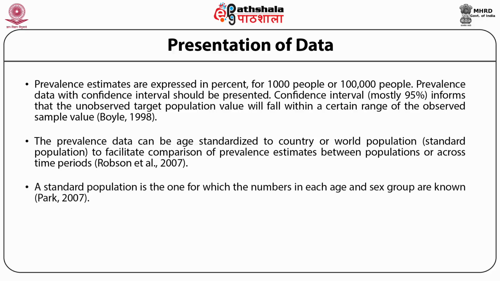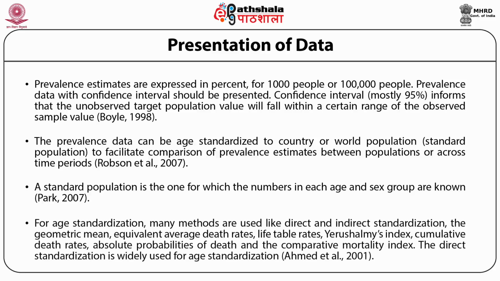A standard population is one for which the number in each age and sex group is known. For age standardization, many methods are used, like direct and indirect standardization, the geometric mean, equivalent average death rates, life table rates, Yerushalmi's index, cumulative death rates, absolute probabilities of death, and the comparative mortality index. The direct standardization is widely used for age standardization.